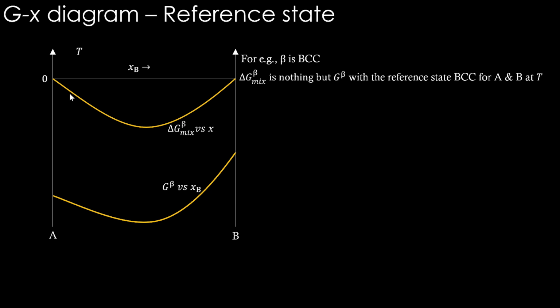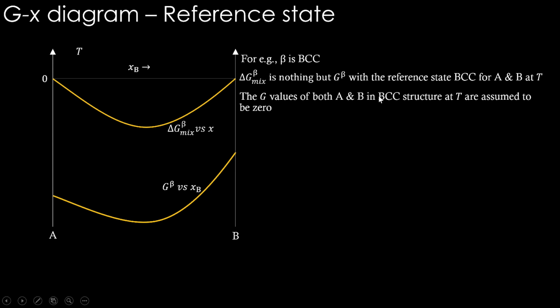That's what it is. This exact thing will be used when we go for calculation software like Thermo-Calc and all to calculate Gibbs energy of mixing. We are basically going to make the Gibbs energy of pure elements 0 at the temperature of our consideration. So if the G values of both A and B in BCC structure at T are assumed to be 0, that's what has happened in this case.